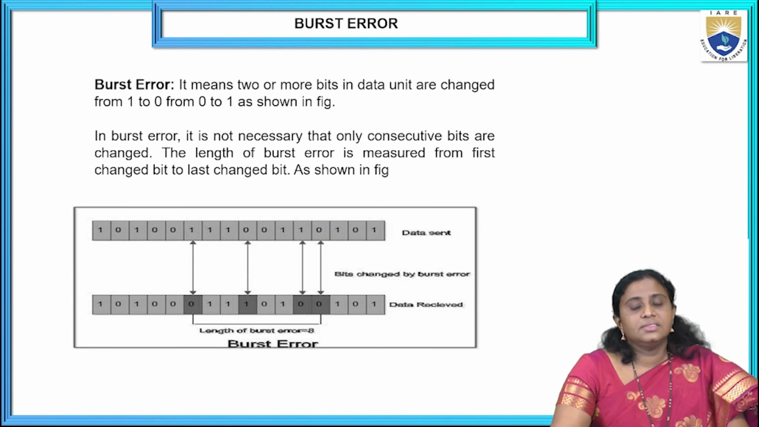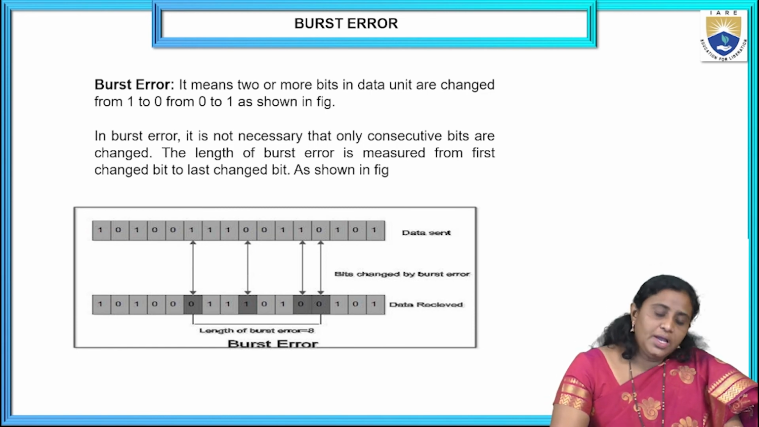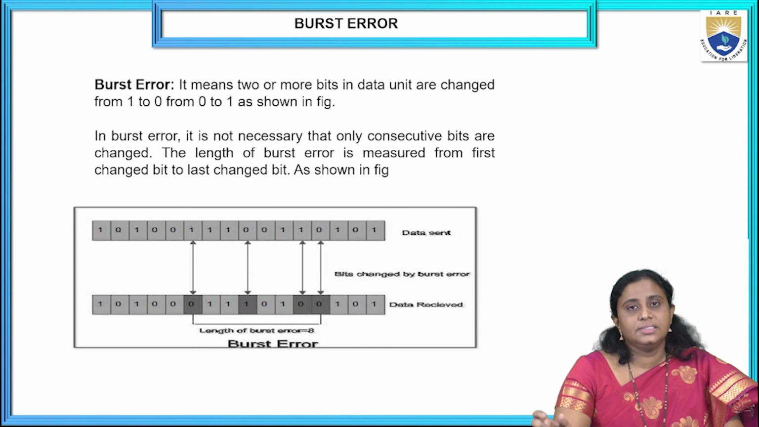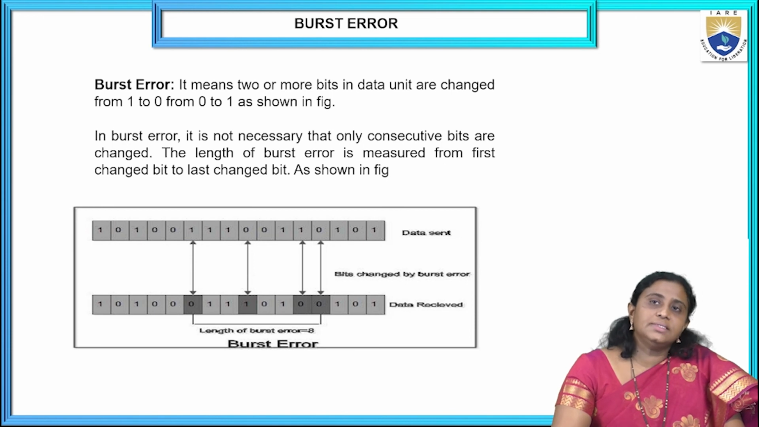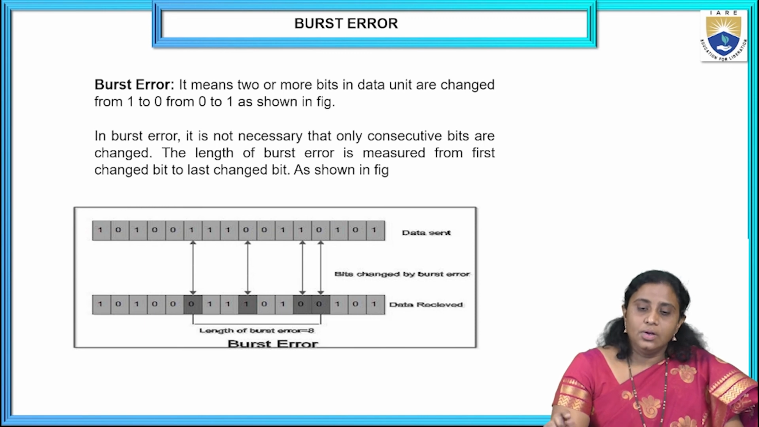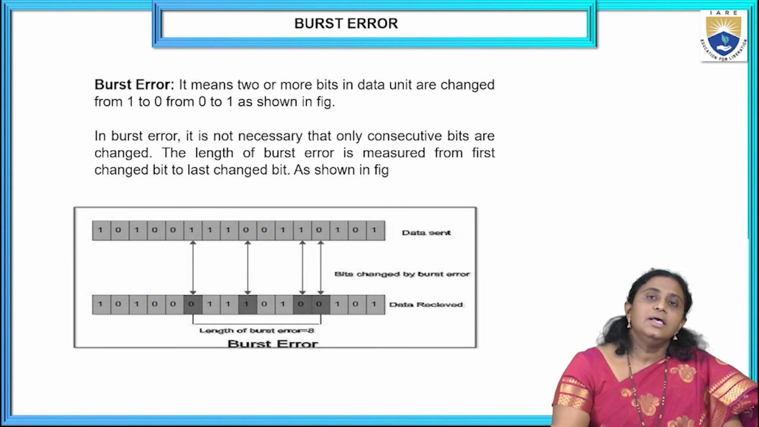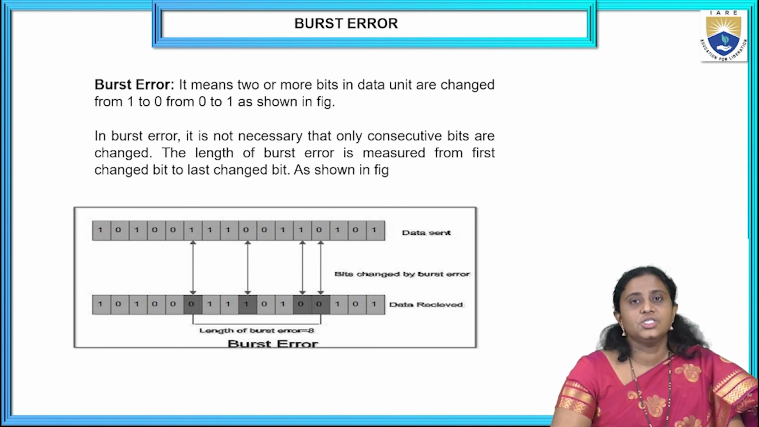So coming to that, the next error is the burst error. A burst error means two or more bits in the data are changed, either from 1 to 0 or 0 to 1, as shown in the figure. What makes the difference between a single-bit error and a burst error is that in a burst error, it is not necessary that only consecutive bits are changed. The length of the burst error is measured from the first changed bit to the last changed bit, according to the figure given below.